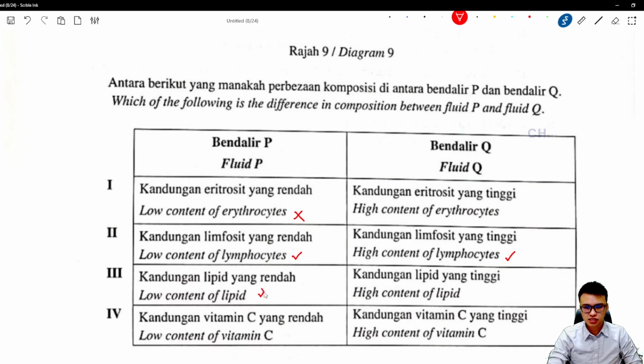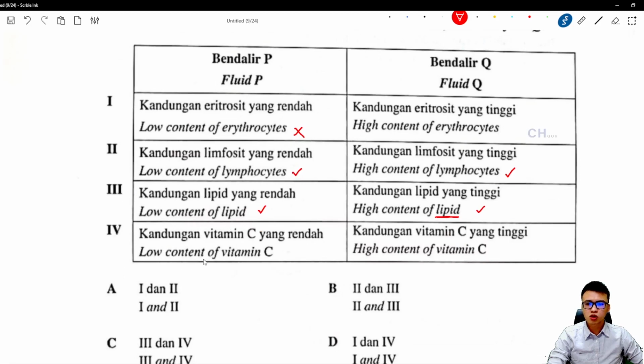Low content of lipid, yes. High content of lipid, yes. You guys still remember lacteal? Lacteal is a structure that can absorb the lipid-soluble nutrients. So supposedly, inside the lymph, we will have a lot of lipids. So 2 and 3 are correct. Low content of vitamin C, high content of vitamin C. Now, vitamin C is water soluble. So supposedly, in Q, it should have a low level of vitamin C, and in P, we should have a high content of vitamin C. So 4 and 1 are wrong. Answer is B for this question.